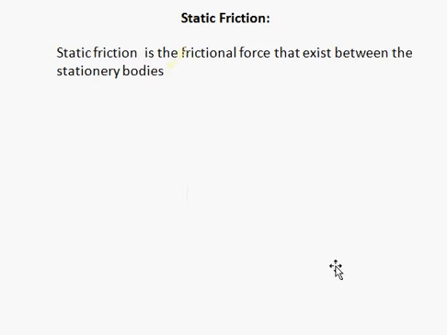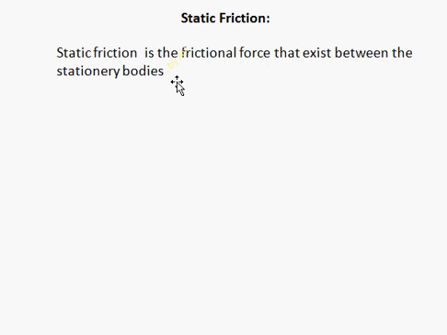Let us move into static friction. Static friction is a frictional force that exists between stationary bodies. Whenever the bodies are not in movement, a frictional force develops there. That type of frictional force is called static force.